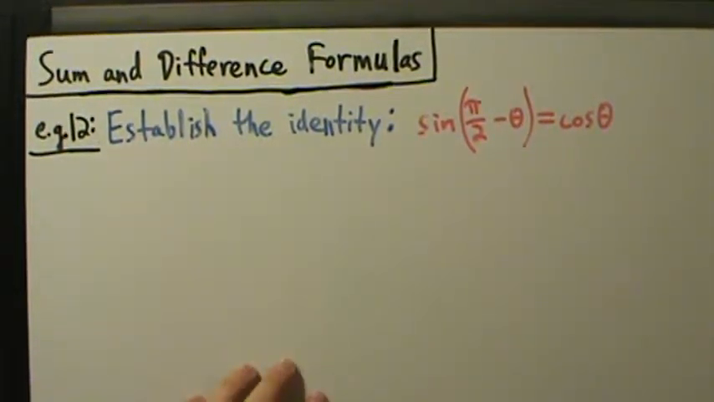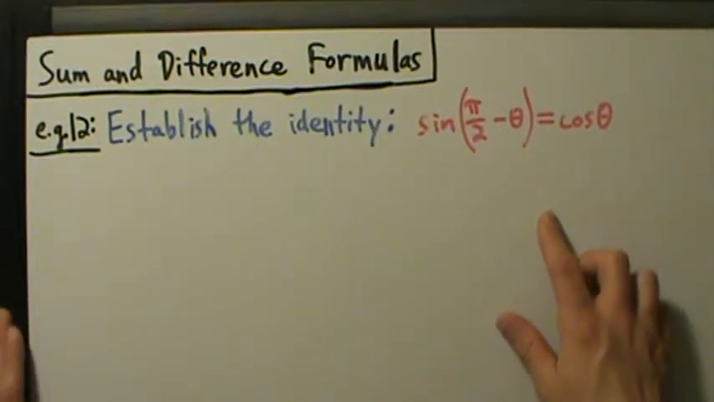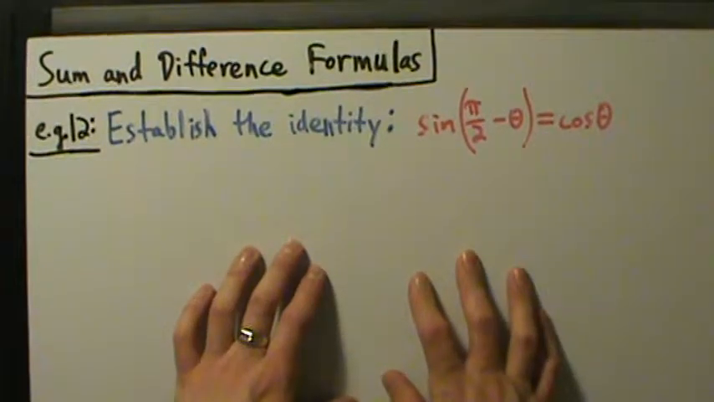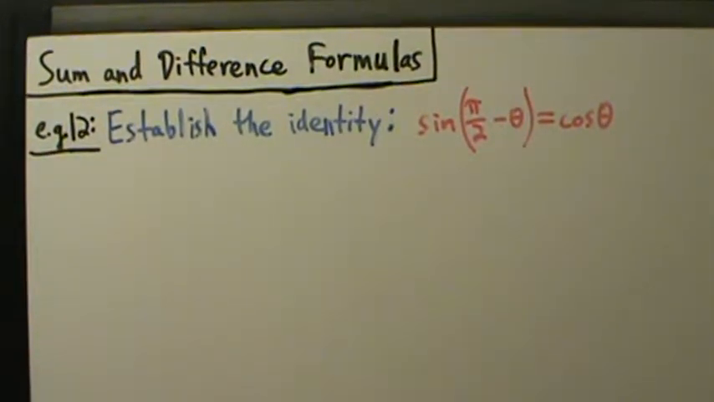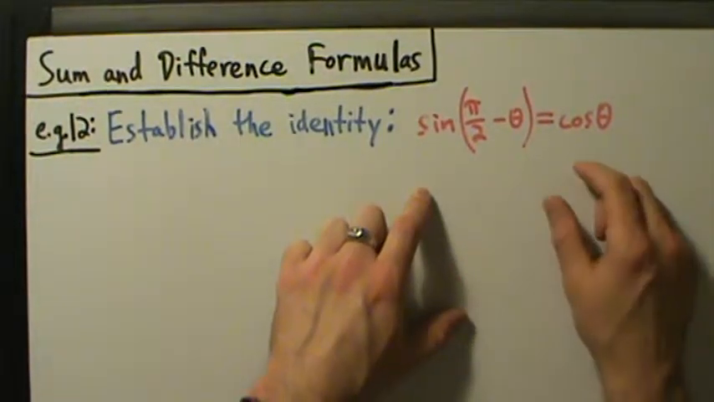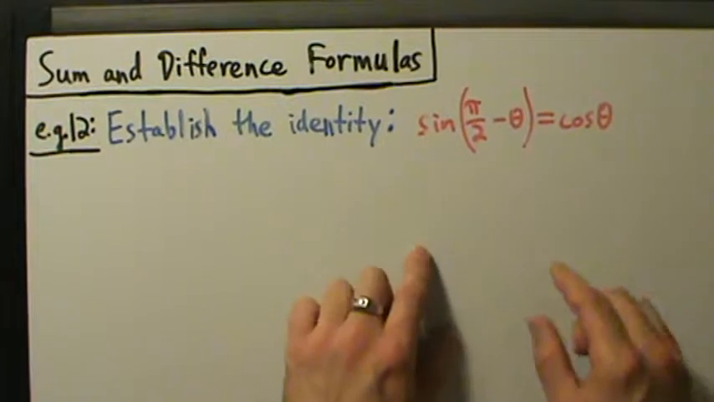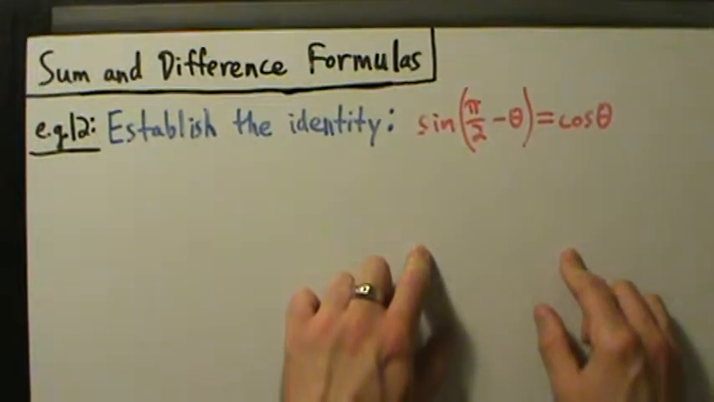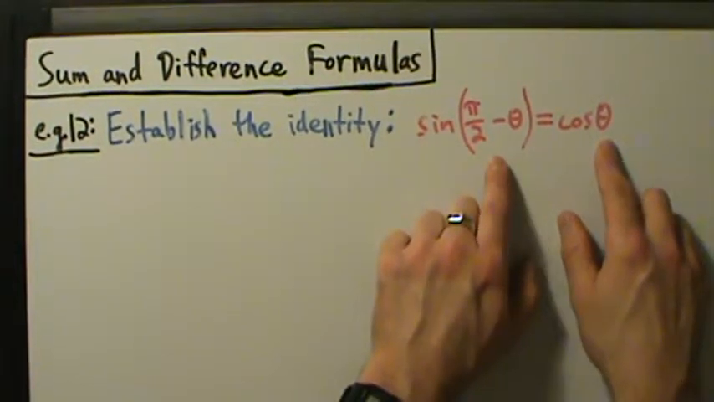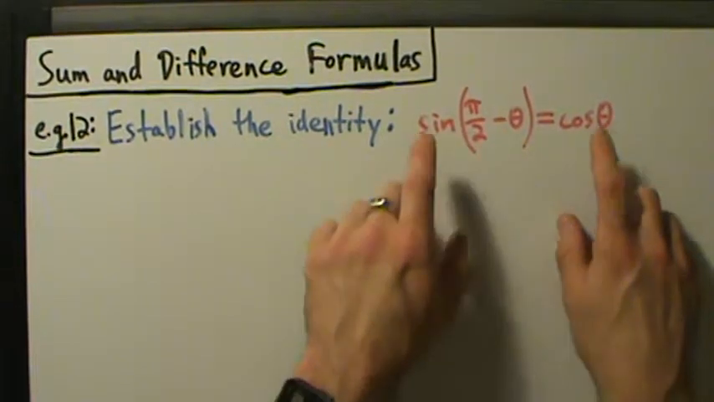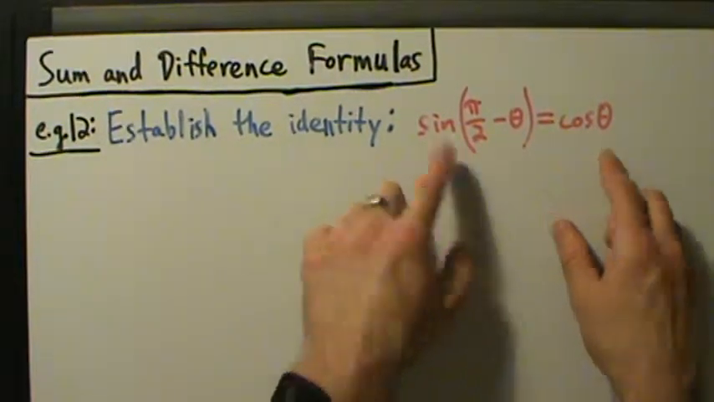Remember way long ago in the beginning of all these trig videos, we talked about what's called the complementary angle theorem. The complementary angle theorem says co-functions of complementary angles are equal. Co-functions like sine and cosine, secant and cosecant, tangent and cotangent, and theta and pi over 2 minus theta are complementary angles. So the co-functions of the complementary angles are equal to each other.